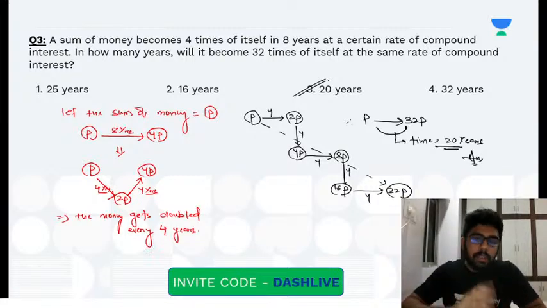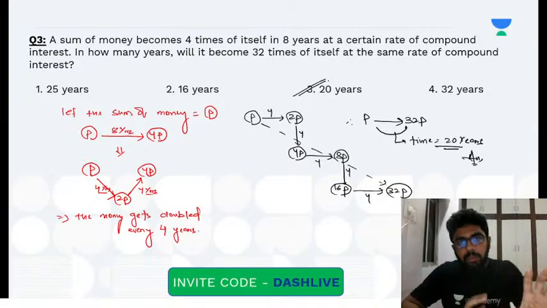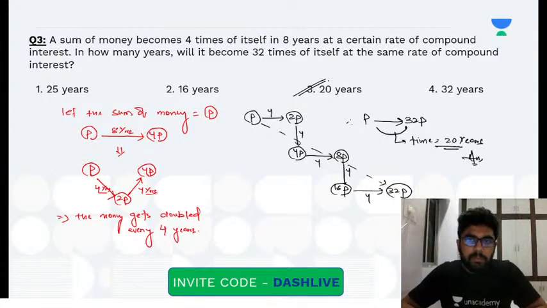So if that is the case, just look at the diagram. For P to become 32 times of itself, it has to get doubled 5 times. P becomes 2P in 4 years, again 2P will become 4P in another 4 years. 4P will become 8P, 8P will become 16P, 16P will become 32P. So for P to become 32P, it has to get doubled 5 times. Each time it takes 4 years to get doubled, so for 5 times, total 20 years. It's a very simple question.